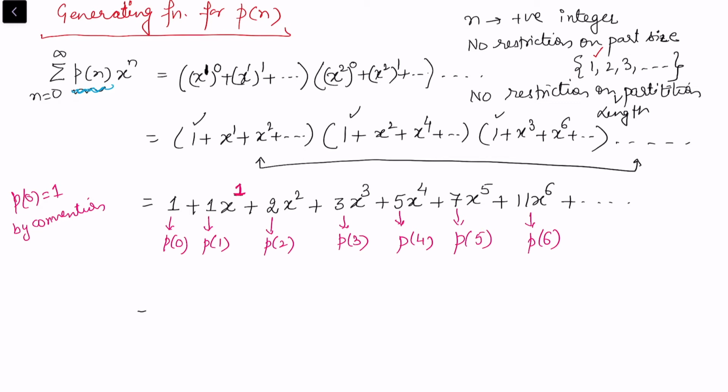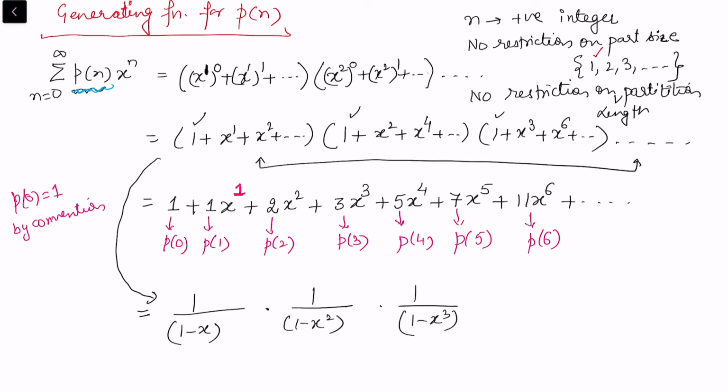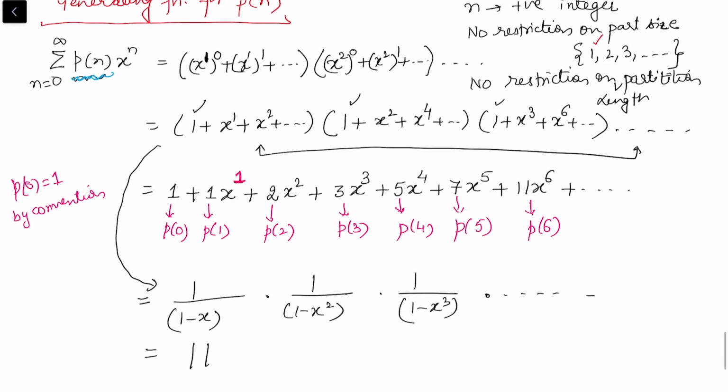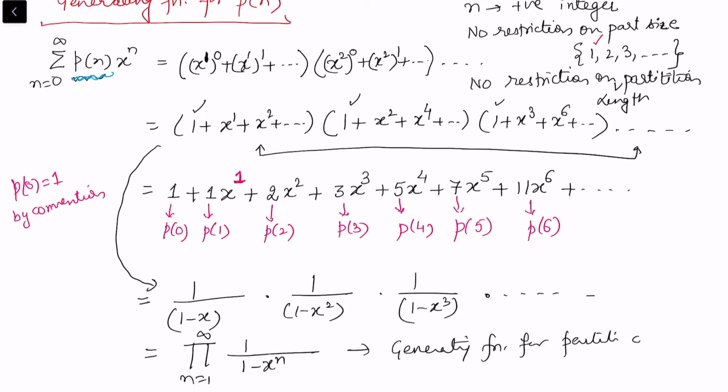Now in terms of the closed form, if I just look at the first expression, this is like a GP, and so we can write it as 1 over 1 minus x. Similarly, the next term I can write 1 over 1 minus x square. Similarly, the next term 1 over 1 minus x cube, and continue the product. So now this is the same as a product. This is the symbol for product, 1 over 1 minus x to the power n, n varying from 1 to infinity. And this becomes the generating function for partitions of n.